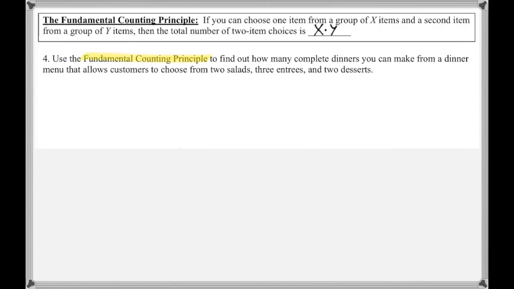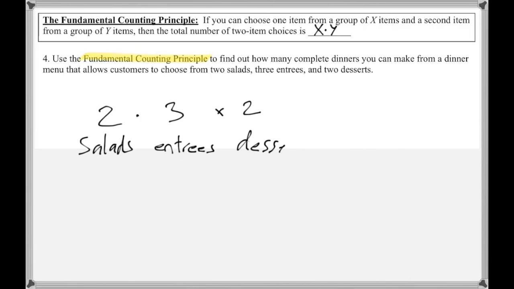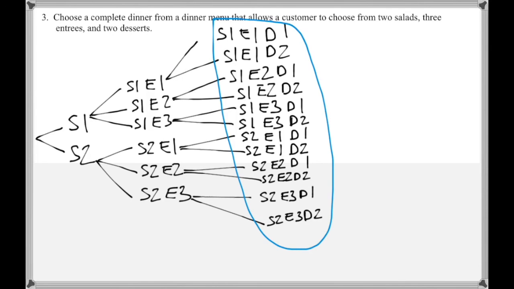So we have 3 different groups. We have salads, entrees, and desserts. So 2 salads times 3 choices for entrees times 2 desserts, and 2 times 3 times 2 is 12. So that takes a lot less time than having to map out the entire tree diagram.